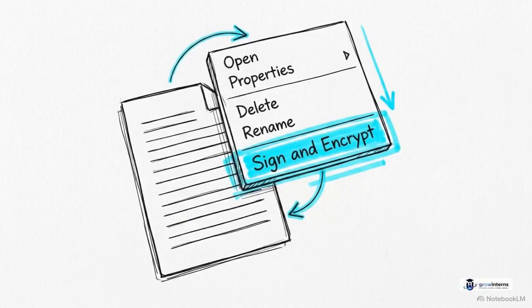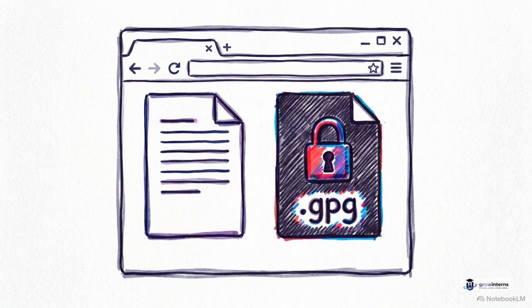Locate your dummy financial file in your local operating system directory. Right-click the file and select the Sign and Encrypt command, using the public key you just generated to secure it. Once the process is finished, a new file will appear with a .gpg or .enc extension.